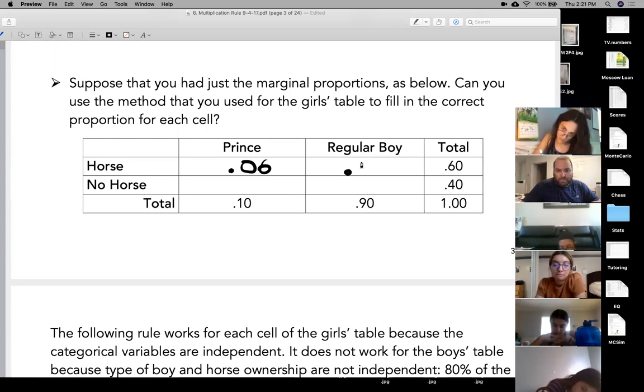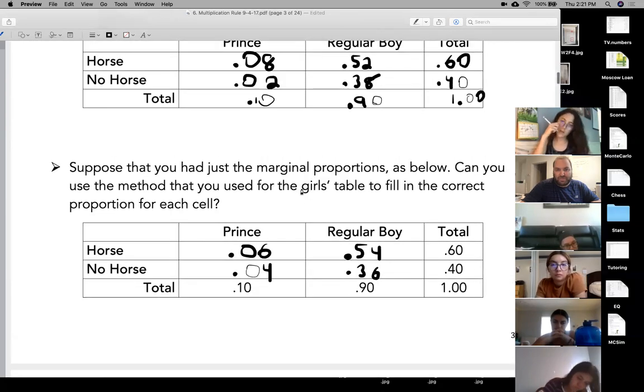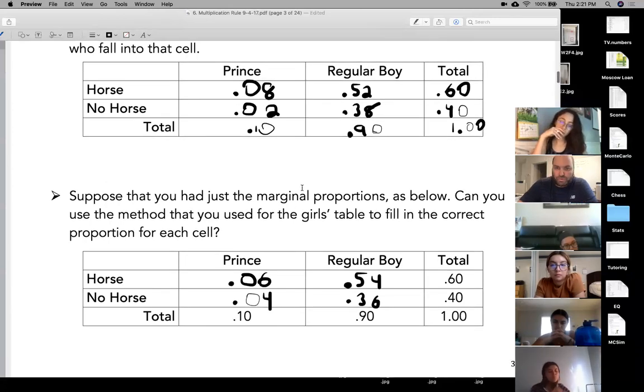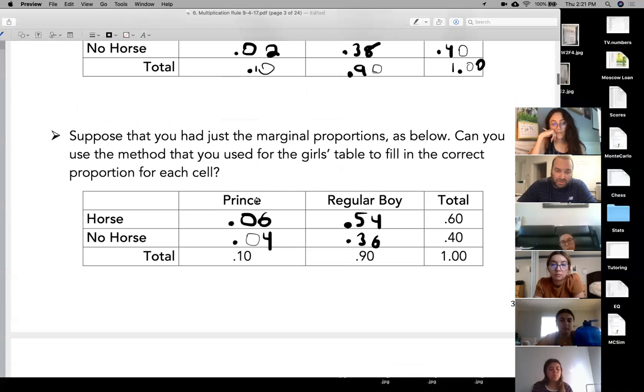Oh, I'm sorry, you're reading the wrong way. 0.54. How about this one here? 0.04. And how about this one here? 0.36. Now, is that what we actually have? No, which means they're not independent. If they were independent, this is what we should have. Are they close to being independent? Yes, they're fairly close, but they're not independent.